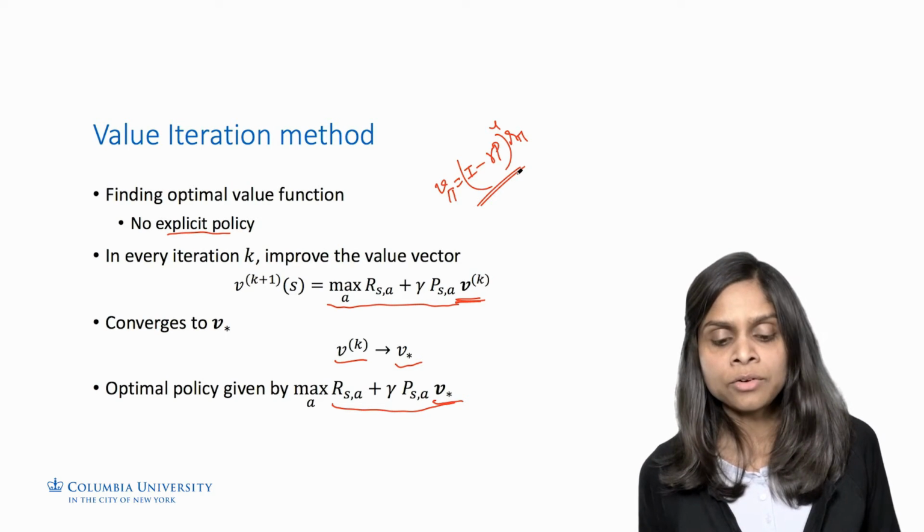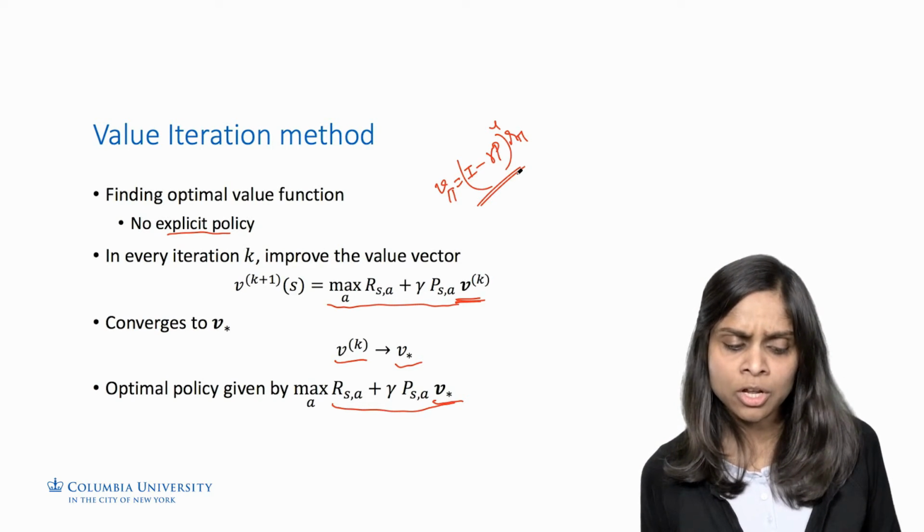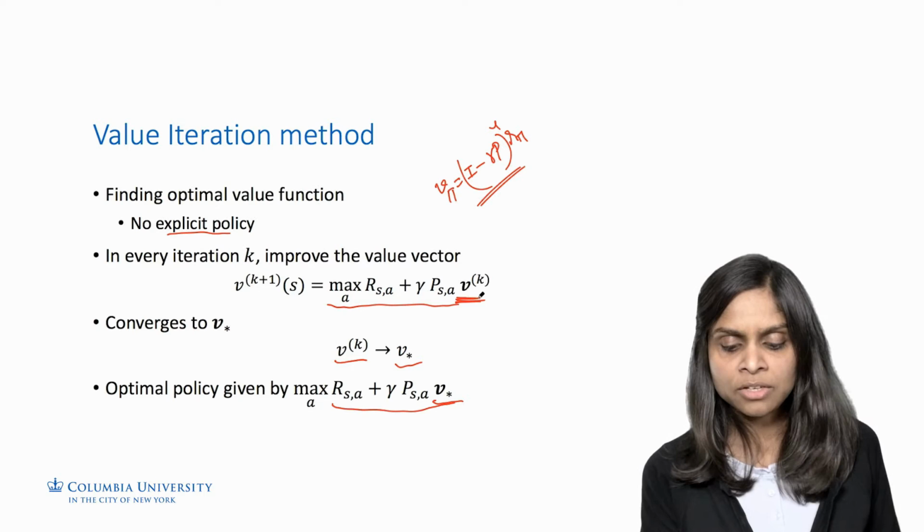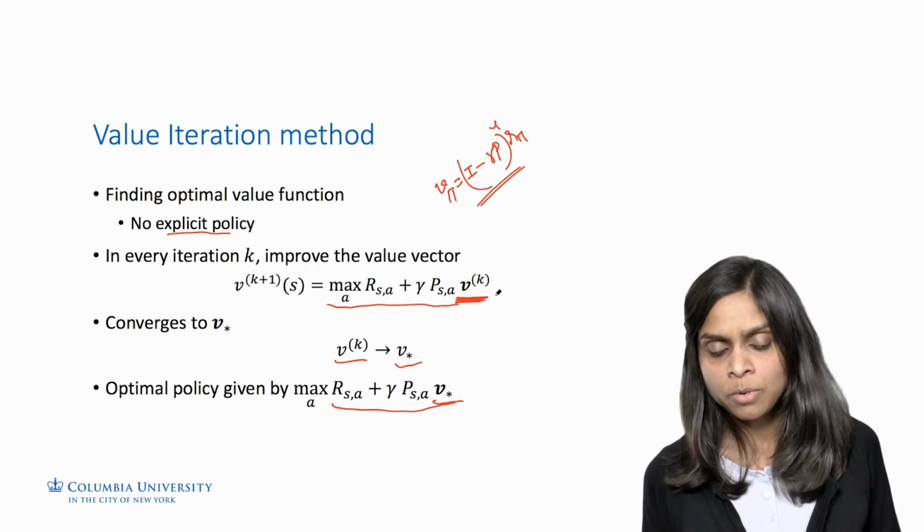On the other hand, value iteration can take much longer to converge, because it is possible that you might be changing the value vector while you're not changing the policy.